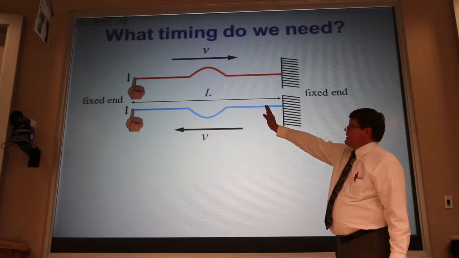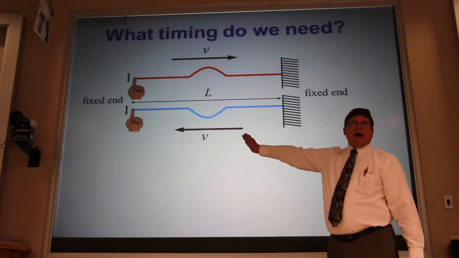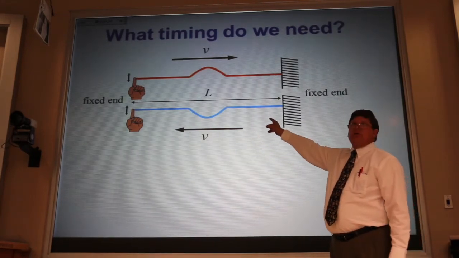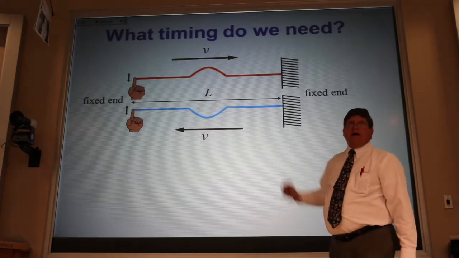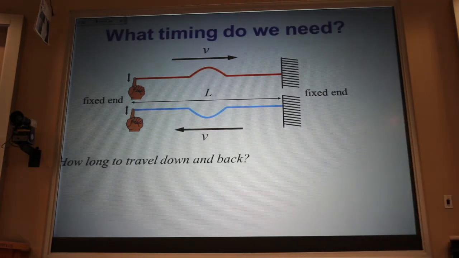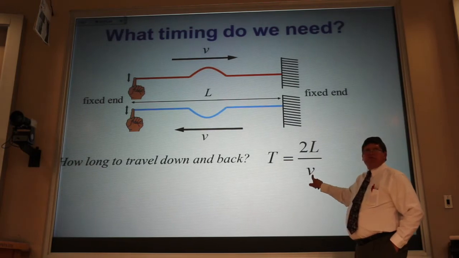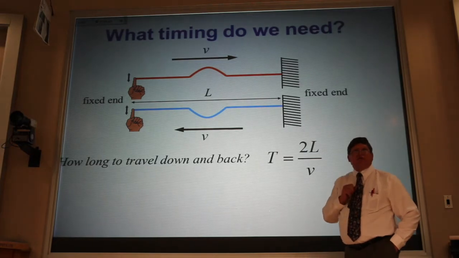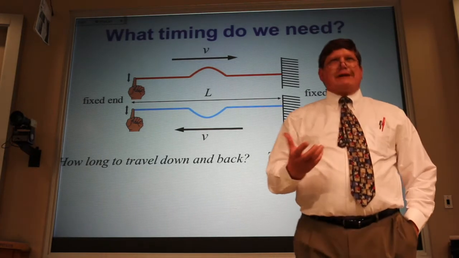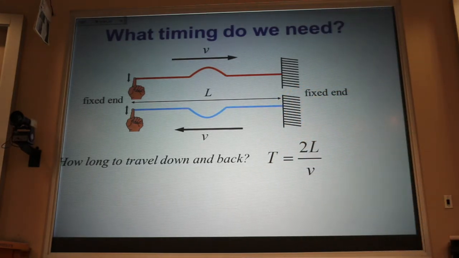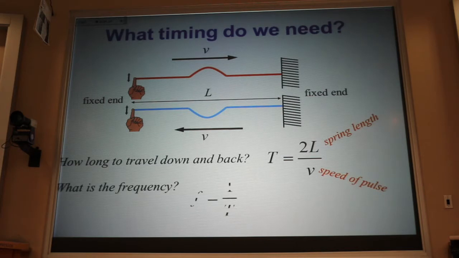I want to wait for that pulse to get down and back. If the length of the spring is capital L, I've got to go a distance of 2L with a speed V. That's how far I gotta go. That's how fast I'm going. If you gotta go 400 miles to Salt Lake City and you're going 50 miles an hour, it's gonna take you 8 hours. That make sense? Distance divided by speed. Now, what we care about more than period, it turns out, is frequency. And frequency is just 1/period, and so that's gonna be V over 2L.